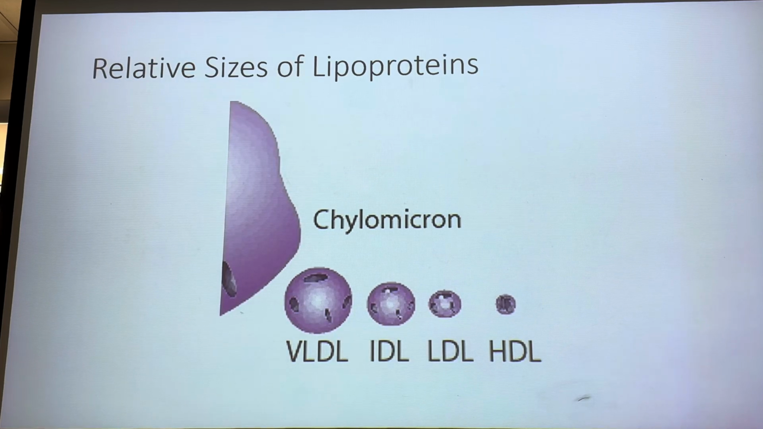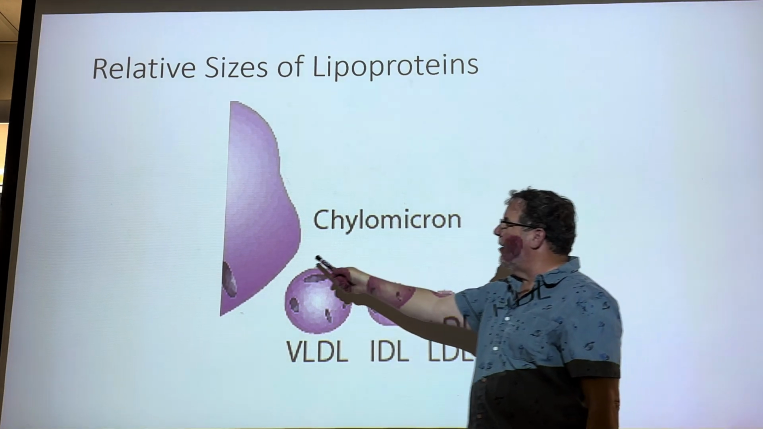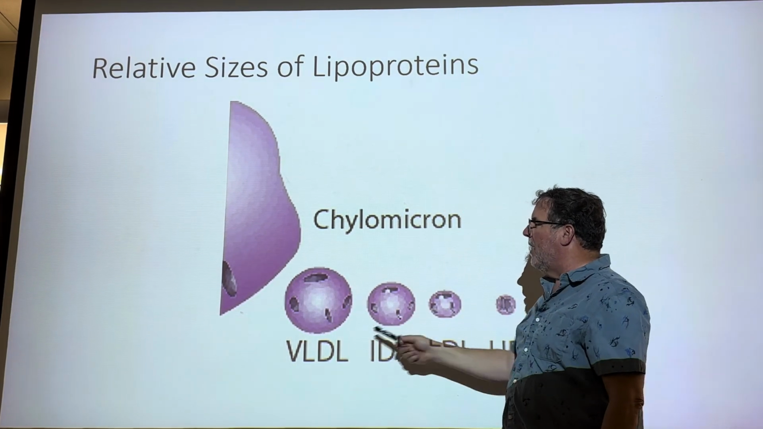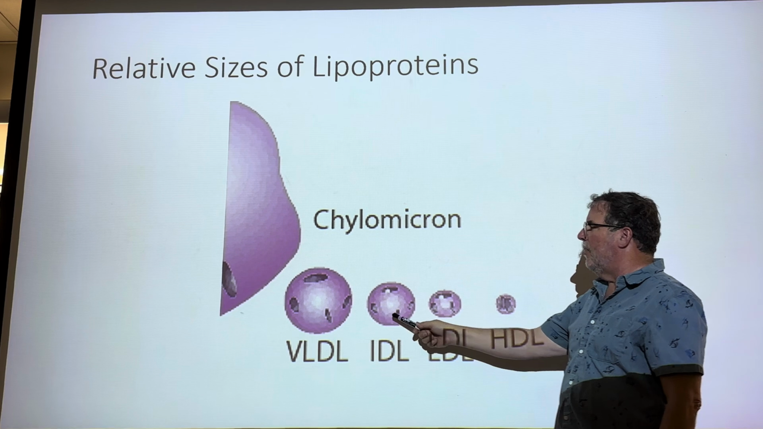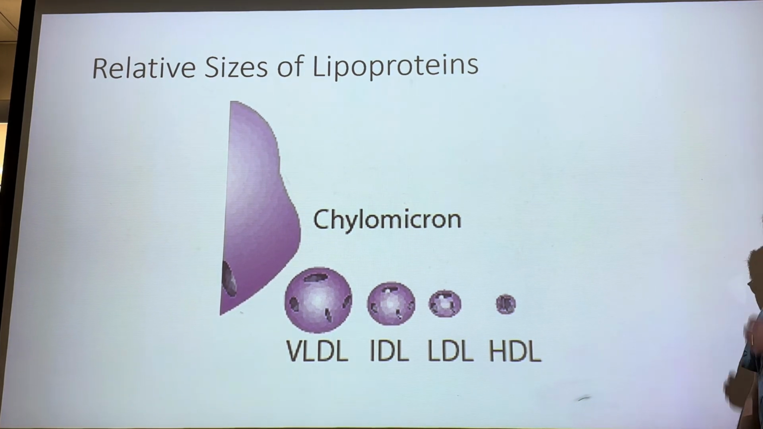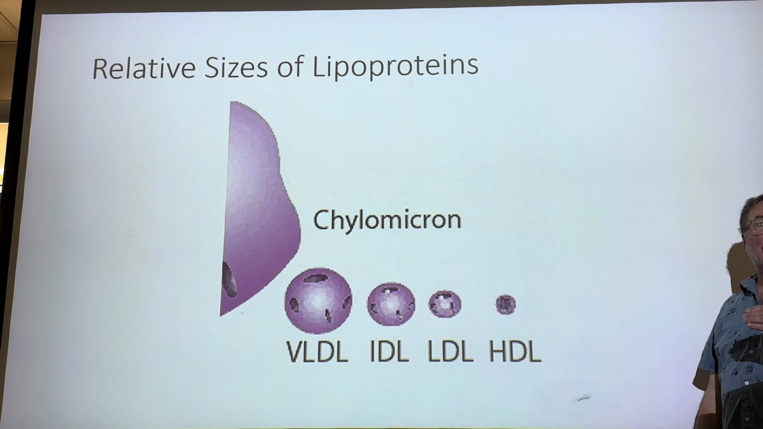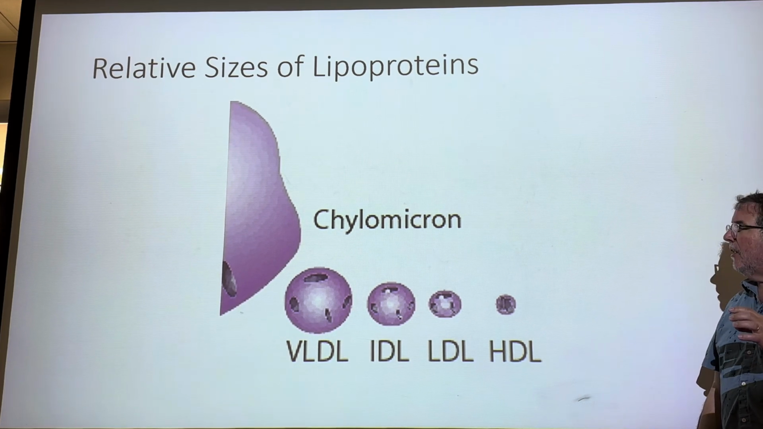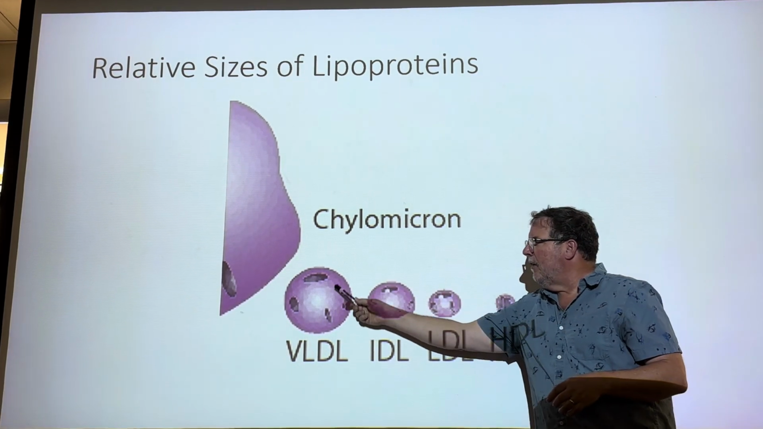The relative sizes of these different ones. So I mentioned the chylomicron is the biggest, and it's substantially bigger than the other ones. Then we have the very low density, the intermediate density, the low density, and the high density. If you take your blood and isolate, these are the ones that would be in your blood.